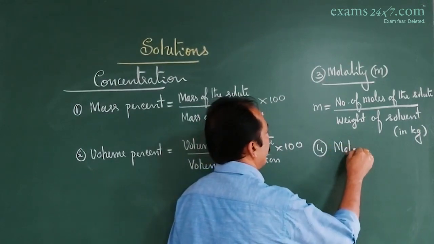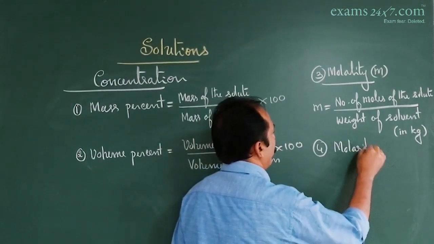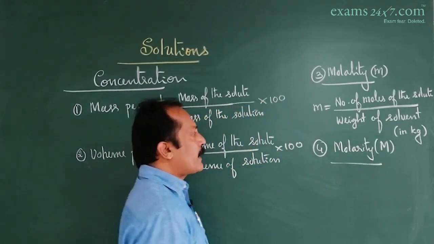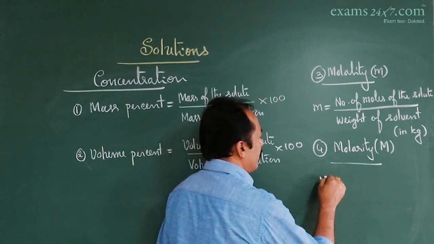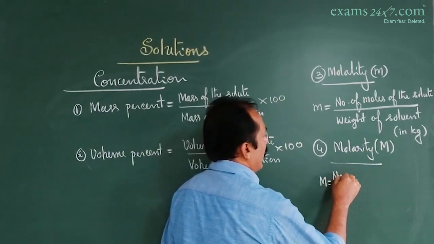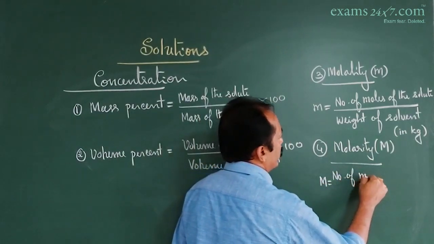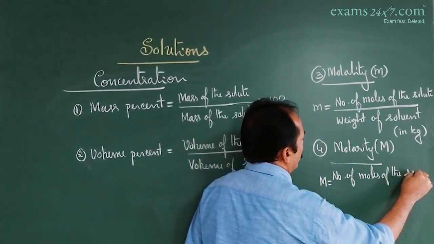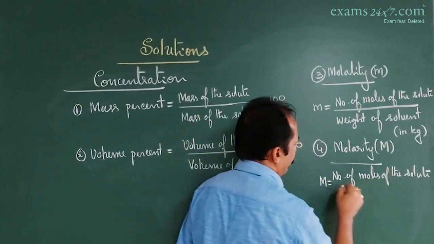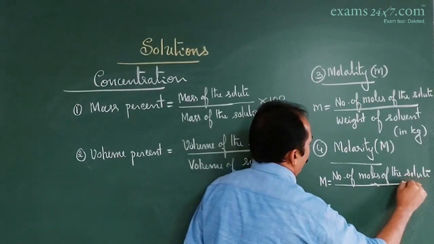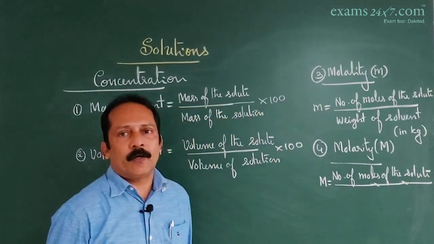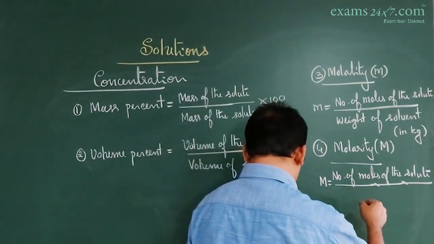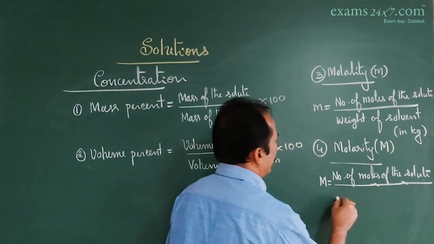Next one is molarity, capital M. Molarity is nothing but the number of moles of solute present in 1 liter of the solution. So it is given as number of moles of solute divided by volume of solution in liter.